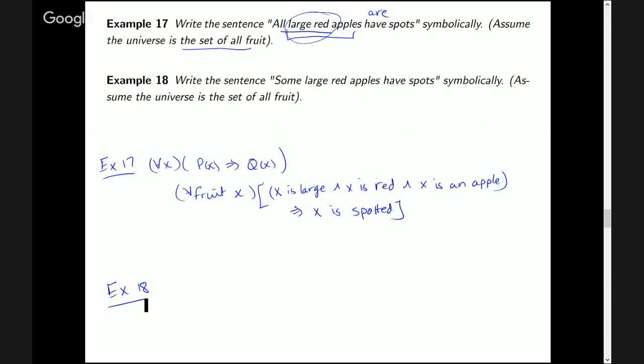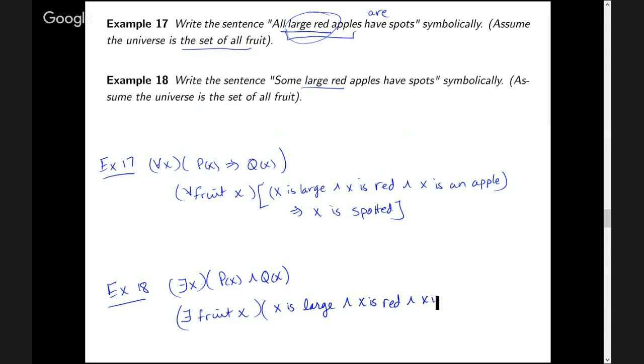So, tell me about number 18. Write the sentence, some large red apples have spots, symbolically. So "some" is what? Yeah, there exists an X, P of X and Q of X. So let's write this down. There exists fruit X. P of X is going to be X is large, and X is red, and X is an apple.